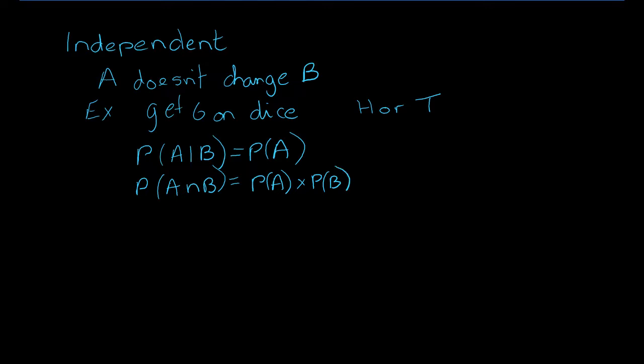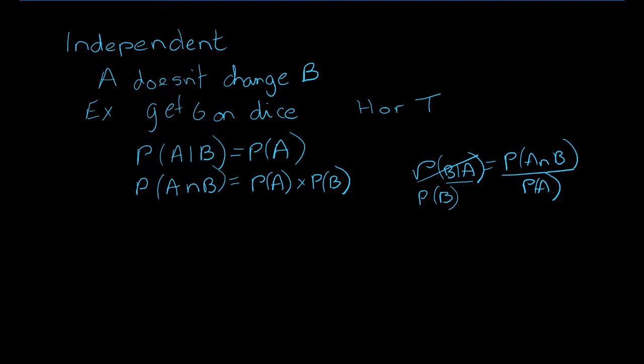This comes from the other formula I just showed you, where we had that the probability of B given A equals the probability of A and B divided by the probability of A. I know I've written it the other way round, but if the probability of B given A is the same as the probability of B, and we multiplied both sides by the probability of A, you could see how that would give you the new formula that I've shown you.